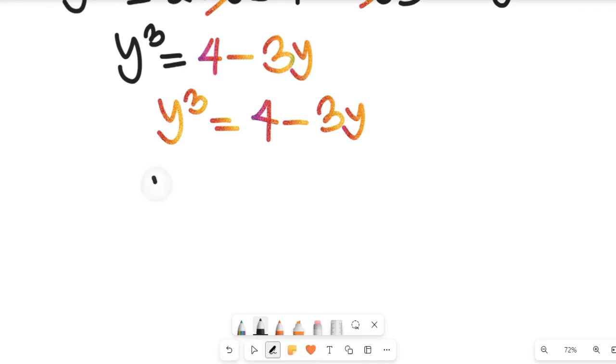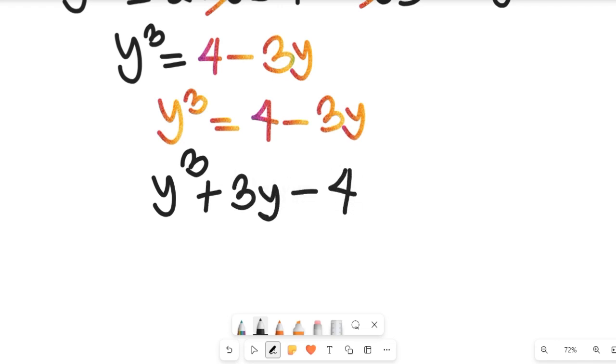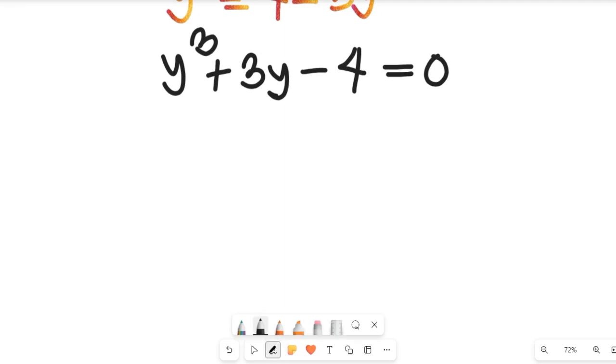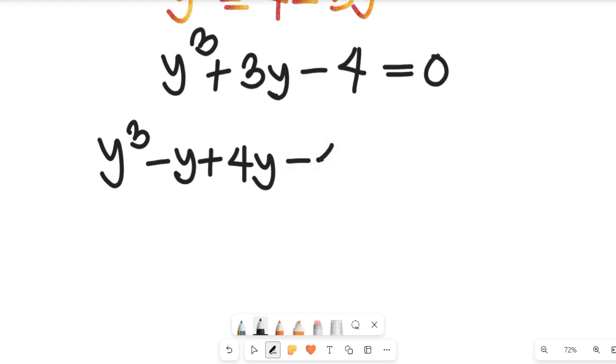We're going to have y to the power of 3 plus 3y minus 4 equal to 0. So if we factorize this expression, we're going to find the value of y, which is the result of the addition of those two radicals. So let's simplify this: y to the power of 3, minus y plus 4y, minus 4, equal to 0.